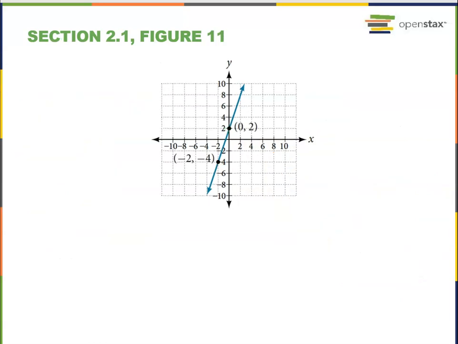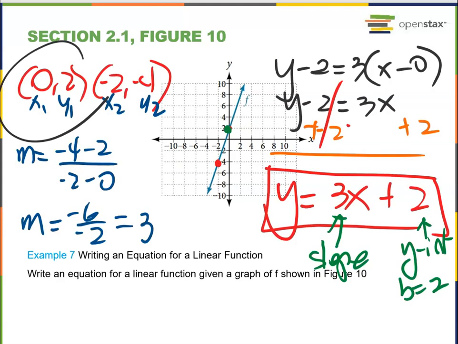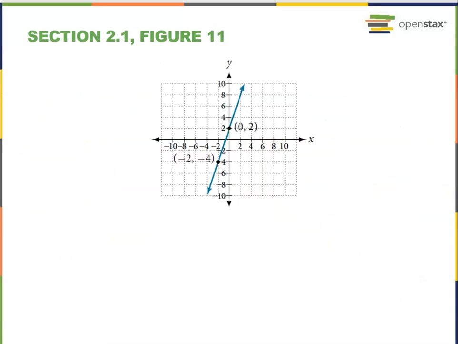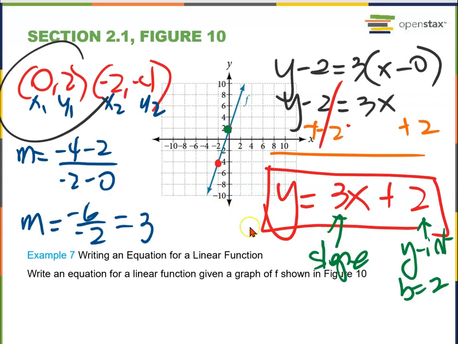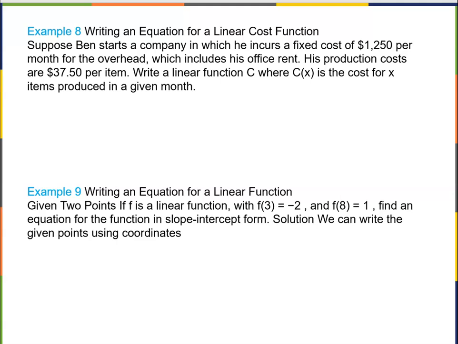Okay, next. Actually, this is from the previous. We already solved it. So we use exactly the same 2 points. You can choose any 2 points from the graph, and that's what we did, (0, 2) and (negative 2, negative 4). And we were able to get the equation of the line, y equals 3x plus 2. Okay, next example.